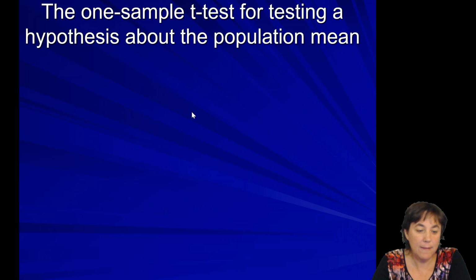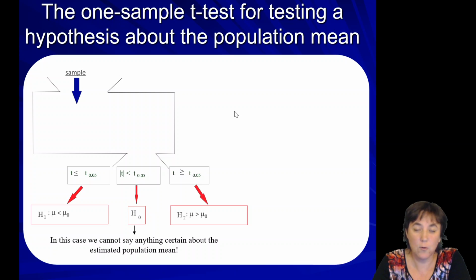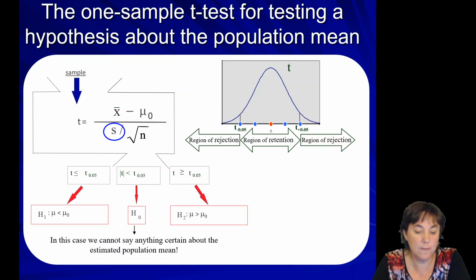So, let's see how the t-test goes. It's exactly the same formula. We put in our sample. We have a mathematical equation which differs only in this respect. The standard deviation of the sample goes here. But please notice an important difference.